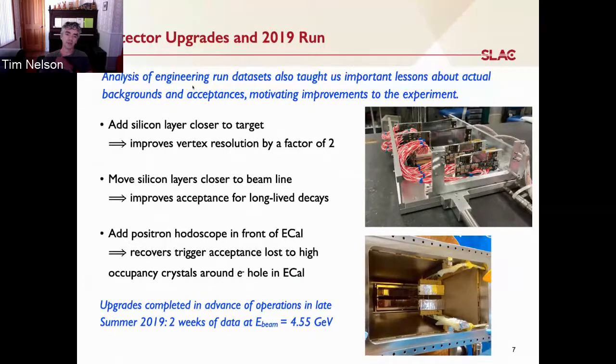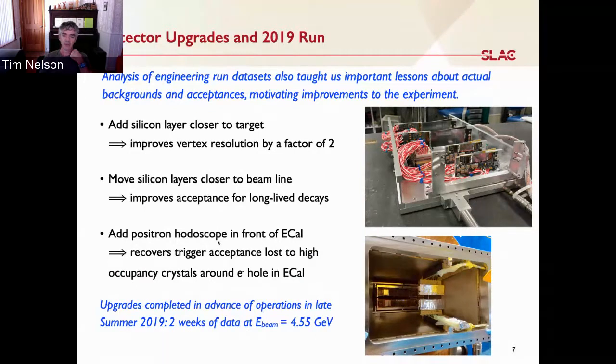Another thing that we learned from these engineering run data sets were some important lessons about actual backgrounds and acceptances that motivated improvements to the experiment. So this was in particular the addition of a silicon layer closer to the target, which in principle can improve the vertex resolution by about a factor of two. The second thing was to move some of the silicon layers closer to the beam line. It improves acceptance for long-lived decays, decays where the A prime travels some distance into the detector before decaying. This helps us get more forward acceptance for these long-lived decays.